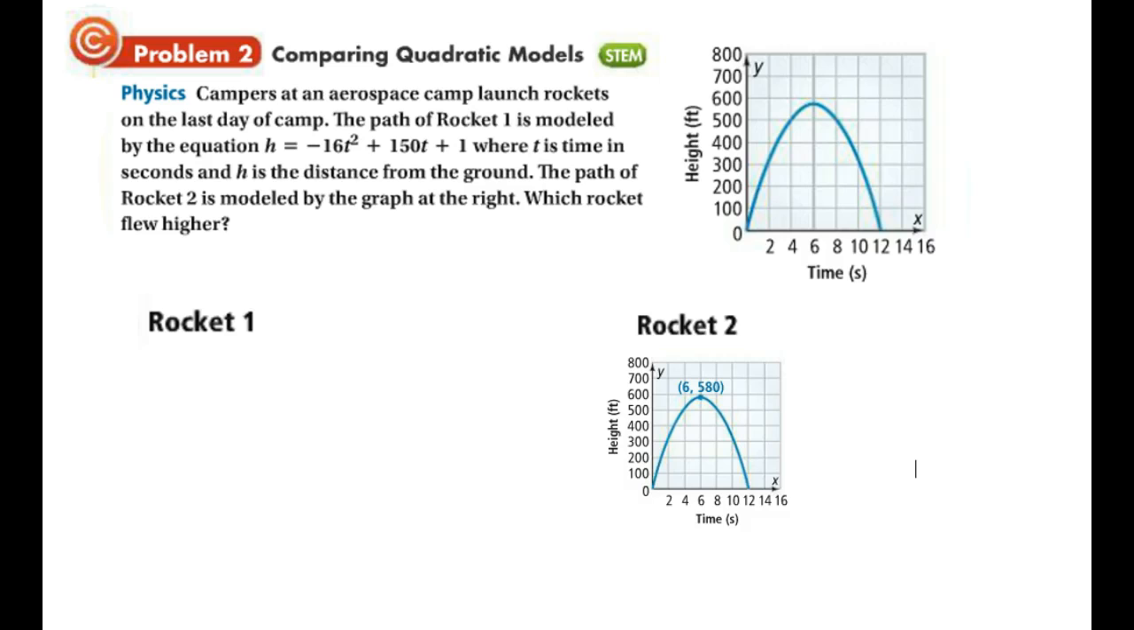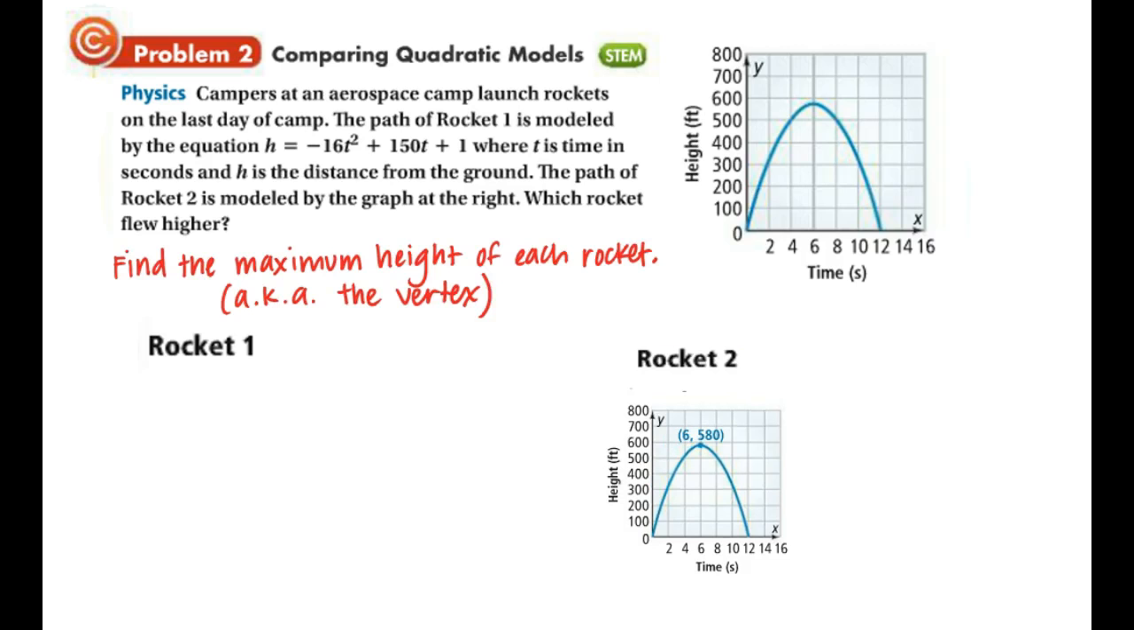Which rocket flew higher? So for rocket 1 we have the equation, for rocket 2 we have the graph. So now we need to figure out which of those two rockets flew higher. If we want to find out which rocket flew higher, we need to figure out the maximum height of each of the rockets, which is also known as the vertex.